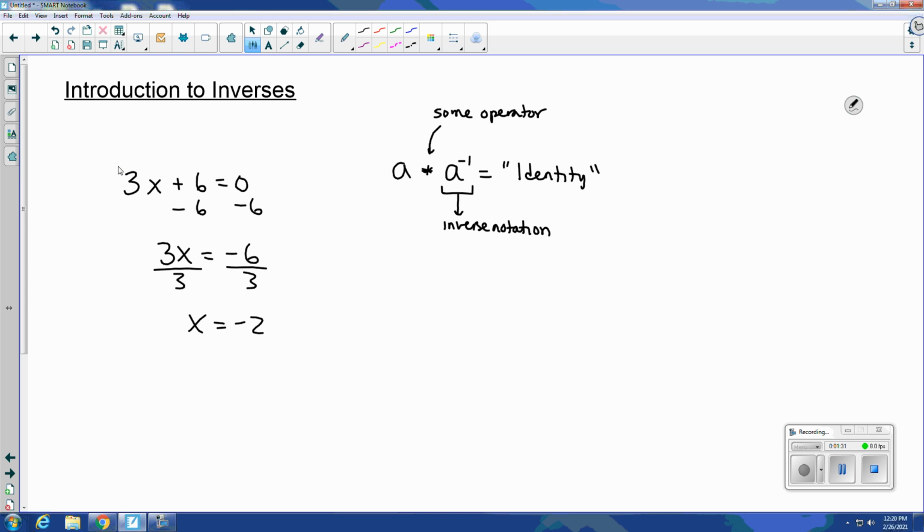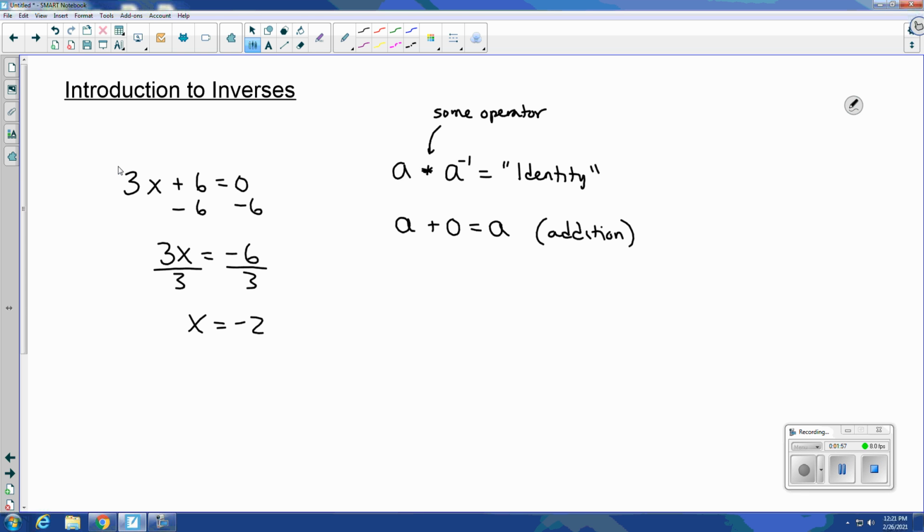Now, the identity for that operator is something that when applied to that A, gets A back. So when I'm talking about addition, what must be applied to this so that it equals A? So when we're talking about addition in this case, what must I add to A to get A? We should be aware that it is 0.